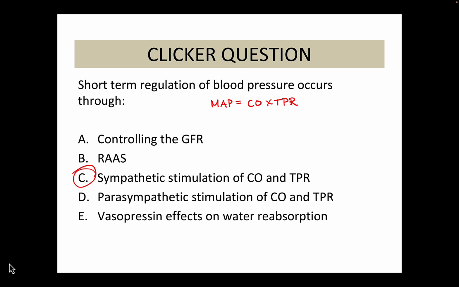If our blood pressure is too low in the long term, we really need to have control of our blood volume, which we're going to control through our glomerular filtration rate and the RAS system. So blood volume is more of our long-term control.